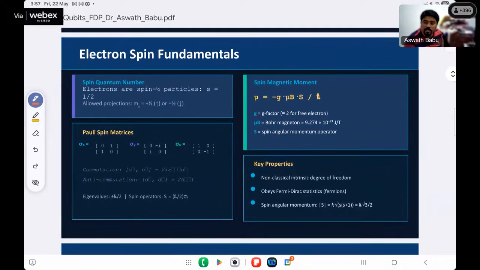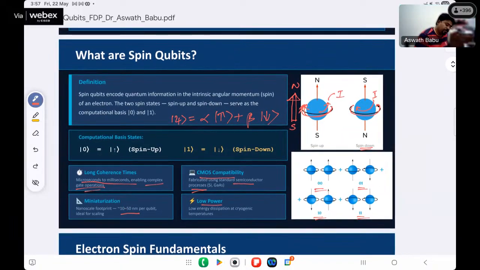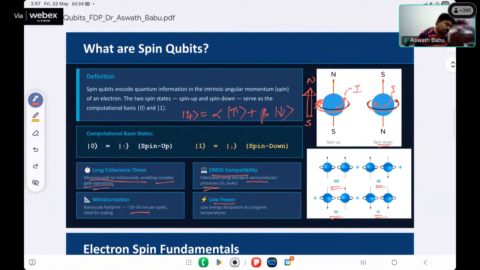So what we'll do, we'll take a quick 5 minute break and then we'll discuss electron spin fundamentals. Just freeze the PPT at this point and we'll take a 5 minute break. Okay, let's take a break for 5 minutes.